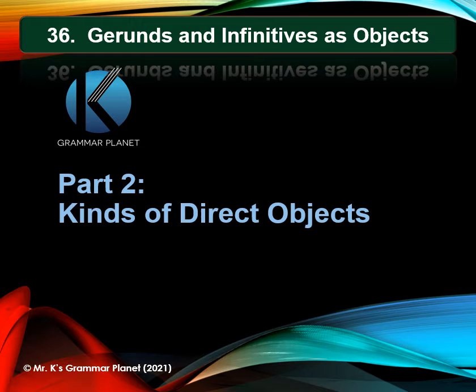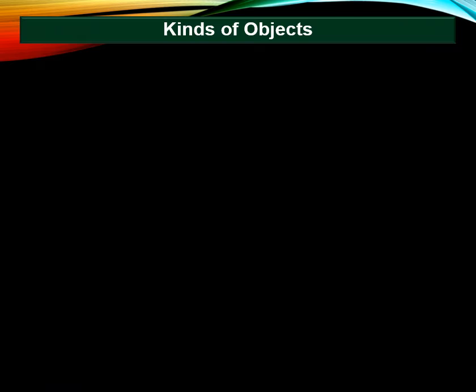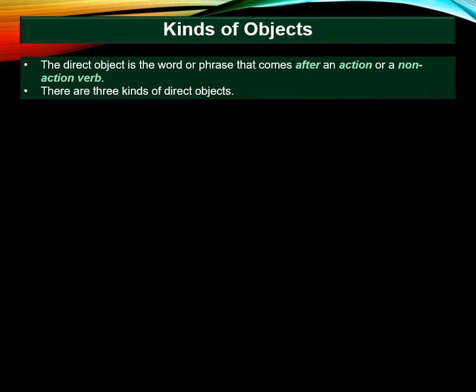Now, let's go over the main points of part 2 of today's lesson, the kinds of direct objects. What kinds of words and phrases can be an object? First, we have to remember what an object is. The direct object is the word or phrase that comes after an action or non-action verb. There are 3 kinds of direct objects.